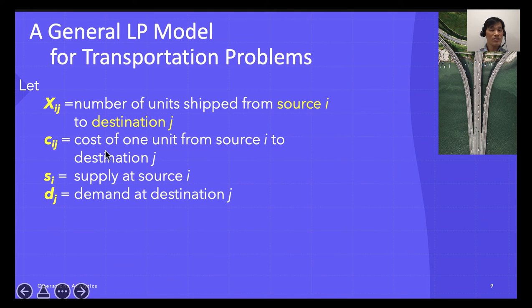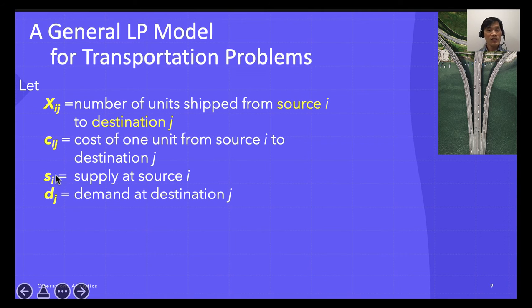Cij is the cost of one unit from source i to destination j. Say Cleveland to Philadelphia, right? That's Cij, and that's say $30. However, Cleveland to Boston is say $50. So we are using i as the source city and j as the destination city.